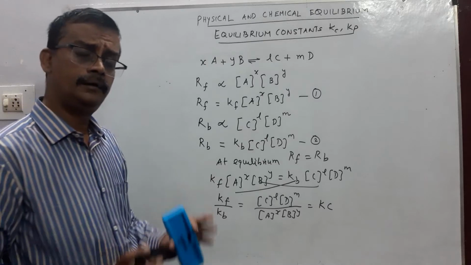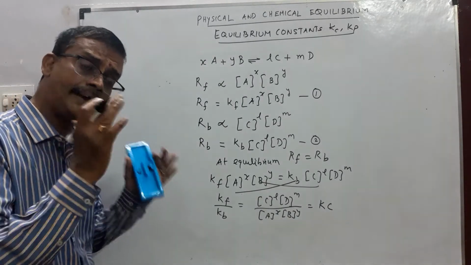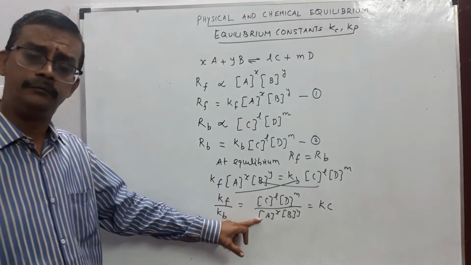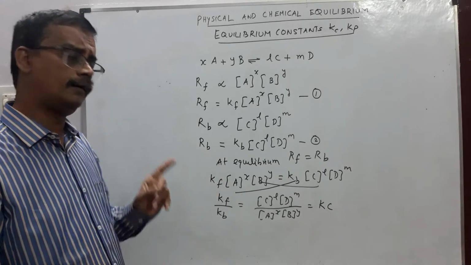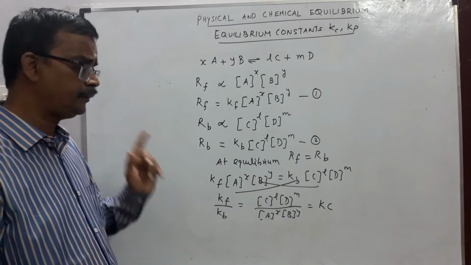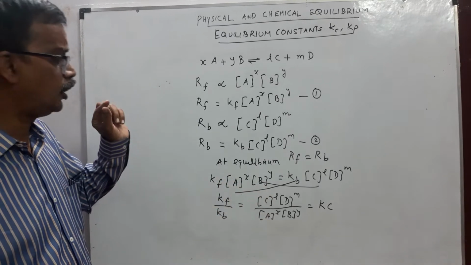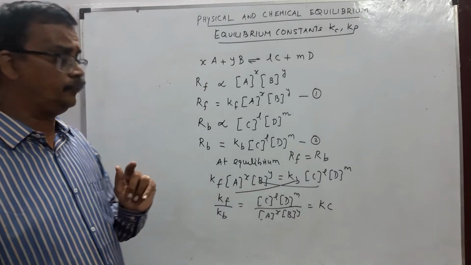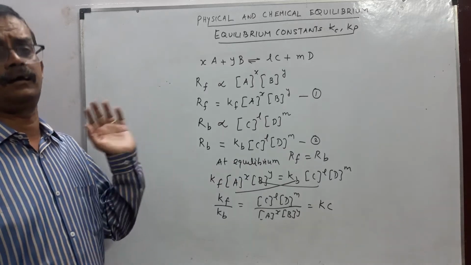So, equilibrium constant is, at a constant temperature, the ratio between the product of the active masses of the products raised to the respective stoichiometric coefficient in the balanced equation to that of the reactant is a constant.